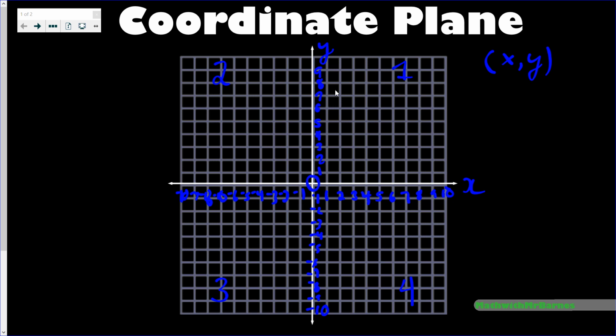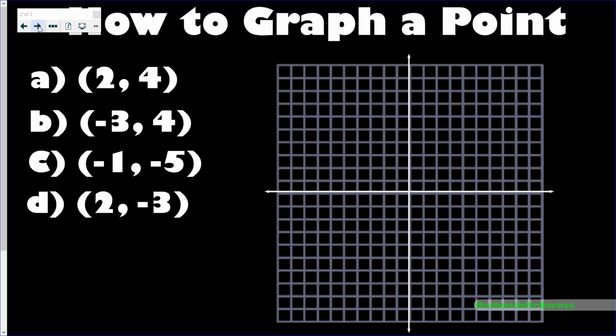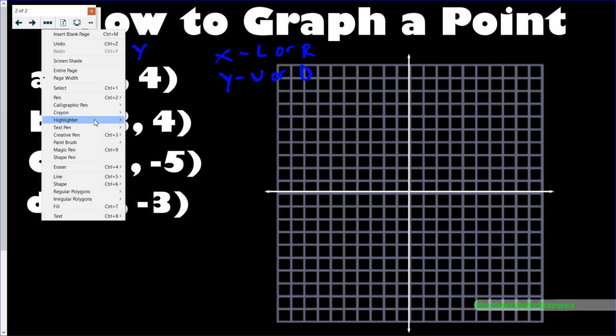Now that we've got an introduction to the plane, let's see how it works. I've got a few points that I'm going to plot, and it's really simple. What you need to remember is it's always x and y. X is left or right, and y is up or down. Left means negative, right means positive, up is positive, down is negative. Maybe I'll erase the left or right and call it right or left, so it's positive first for both of those. It makes a little bit more sense.